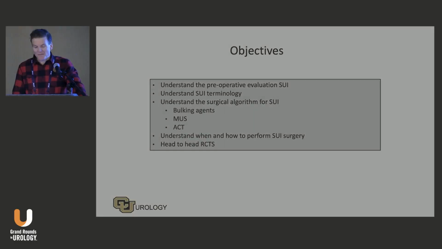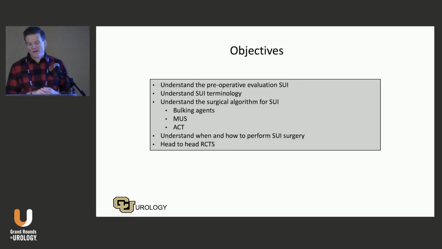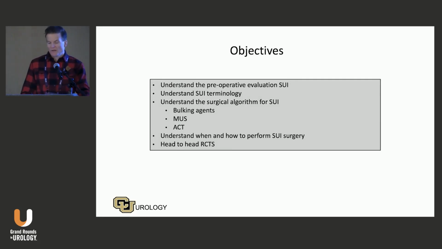I'm going to lecture to you on female stress urinary incontinence. It says 2023. I really need to update that slide, 2024. So what we're going to try to do here is go over stress urinary incontinence in women, talk a little bit about terminology. I'm going to talk about the three procedures that I'm doing most commonly in my practice now: bulking agent, midurethral sling, and ACT, and then understand how I maybe pick one over another, and if we have time to look at some head-to-heads.